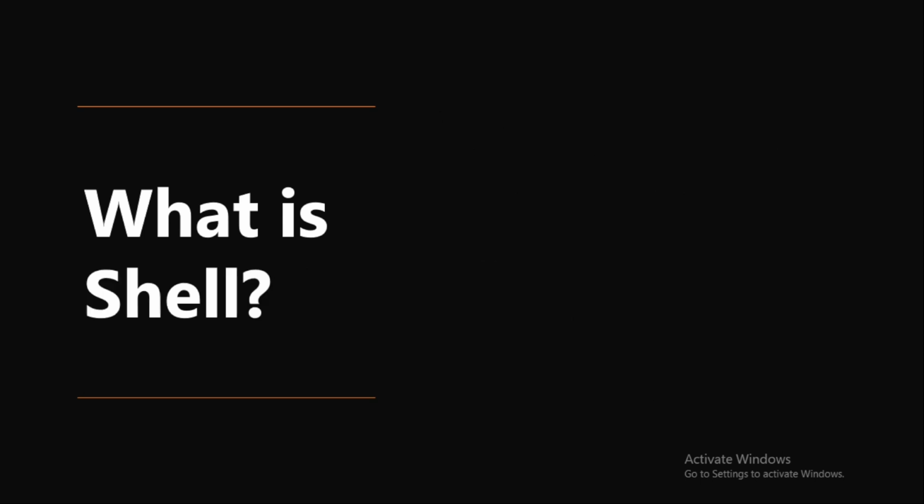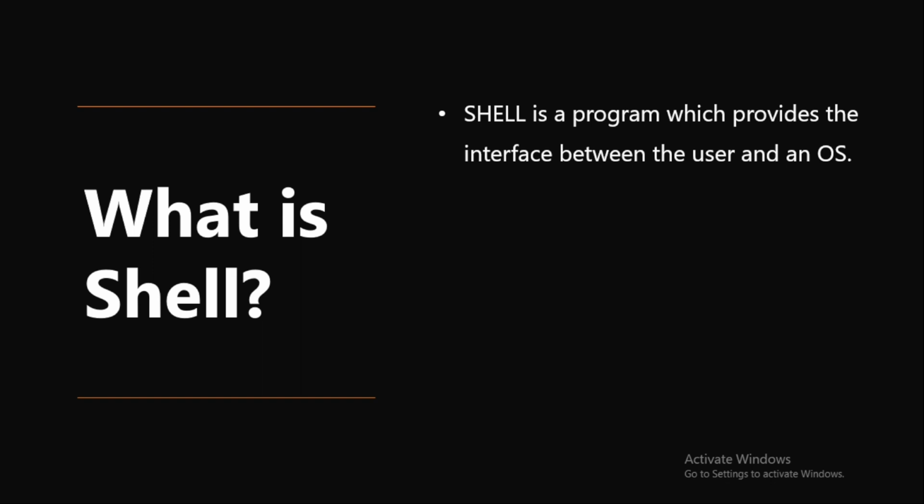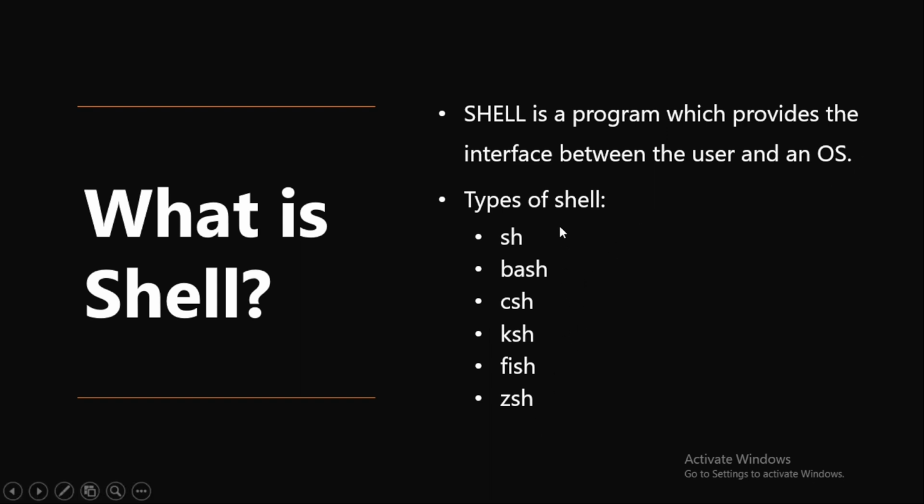Now let us move to shell. So what is shell? Shell is a program which provides a user interface for a user in order to interact with an operating system. Now let us understand the types of shell. We have six types of shells, majorly secure shell, Bourne again shell, C shell, Korn shell, friendly interactive shell and Z shell. These are the major shells available for different operating systems.